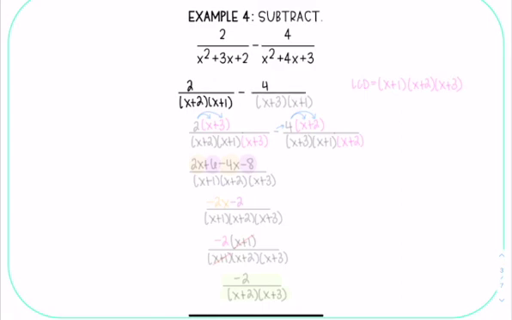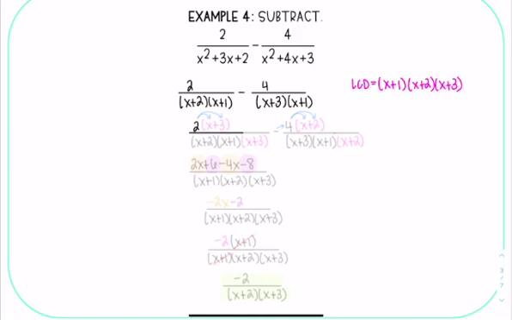The denominator of the second fraction is going to factor as x plus 3 times x plus 1. And so now that we've done this, we can find our LCD. Our LCD is going to be x plus 1 times x plus 2 times x plus 3. And so that's what we need to make both the denominators look like so that we can combine the tops together.